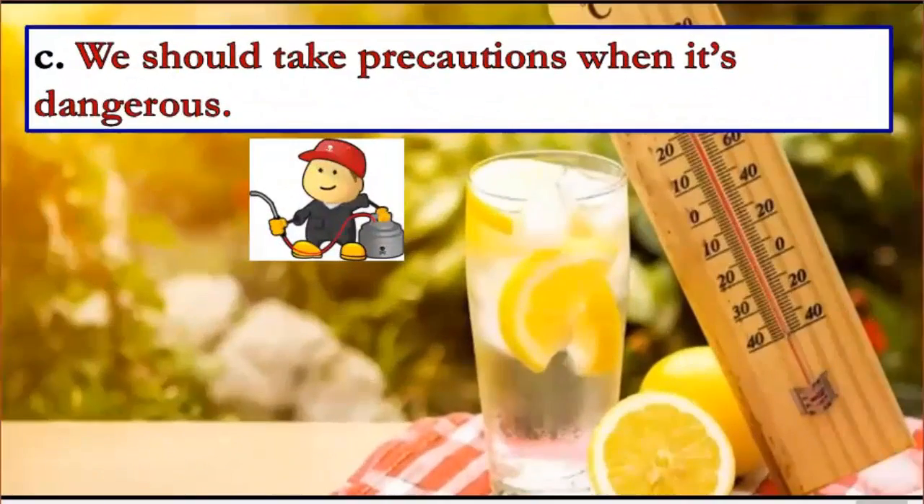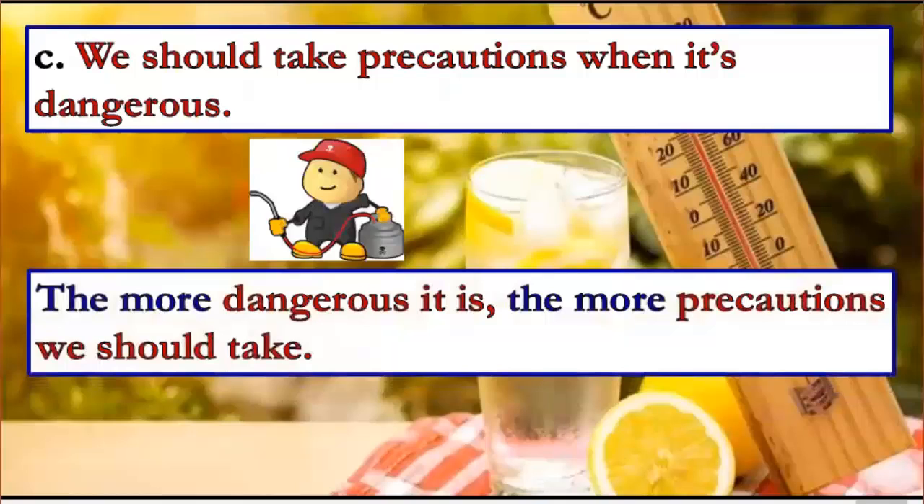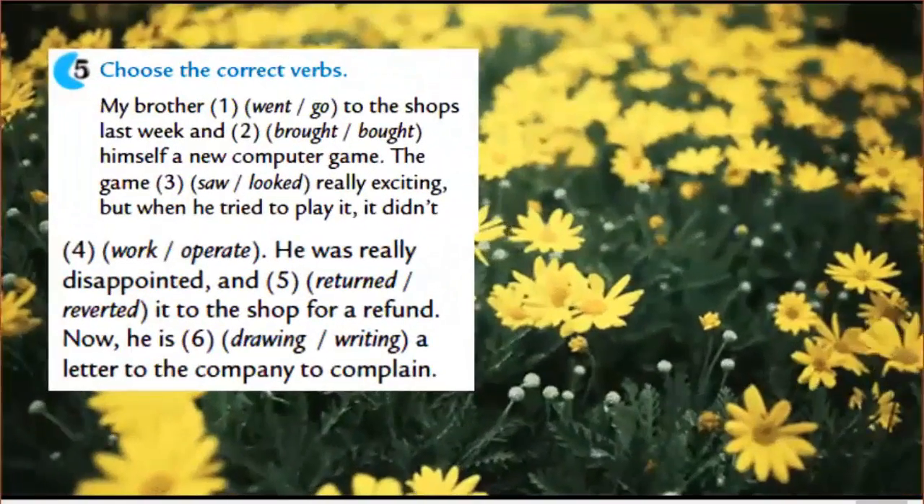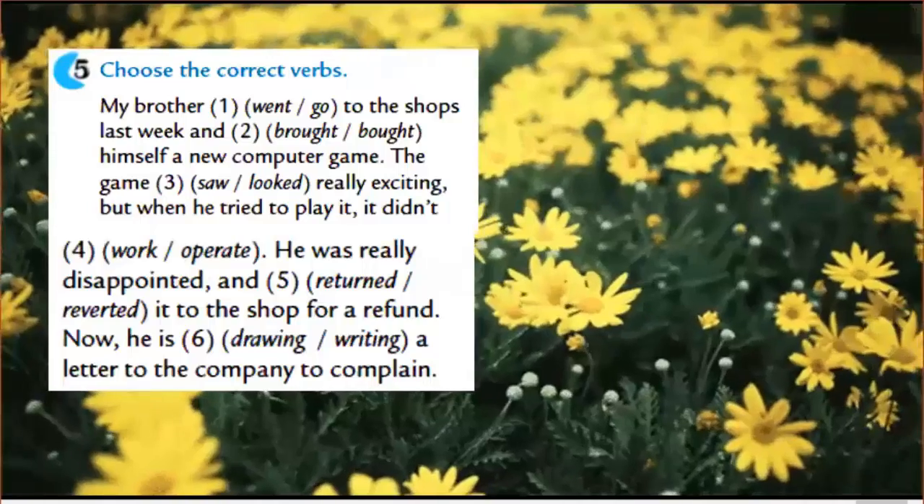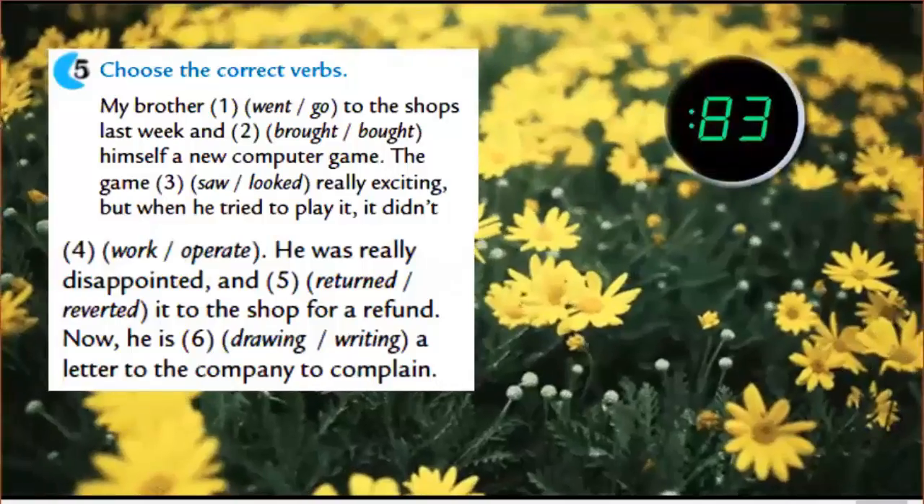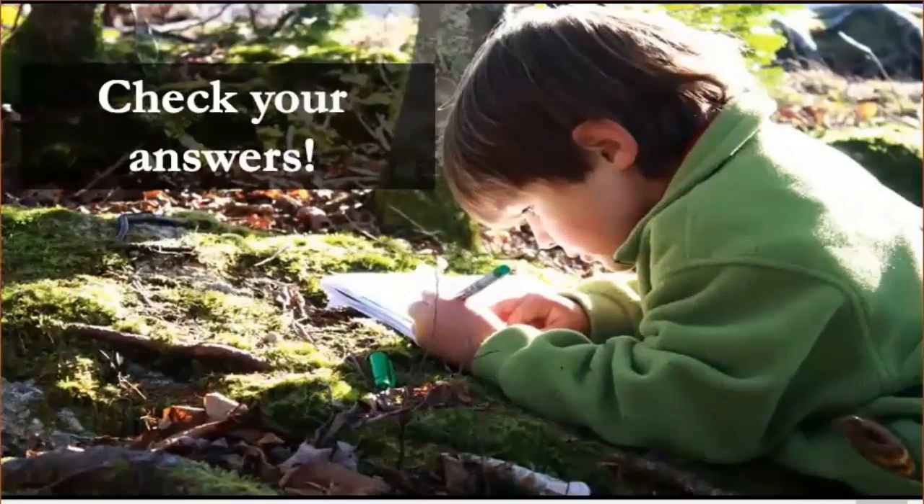Let's see the next one. We should take precautions when it's dangerous. Then how can we use "the more" here? I think we will say, the more dangerous it is, the more precautions we should take. Let's see the next exercise. Exercise number 5. We want to choose the correct verb. Let's start answering it and checking your answers.